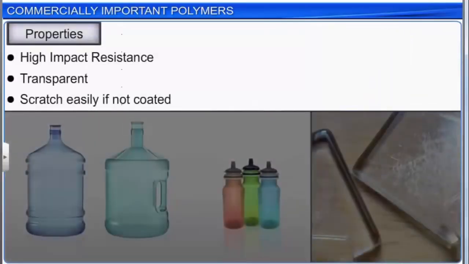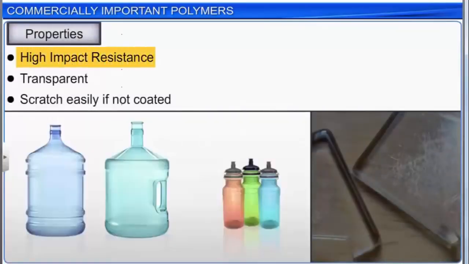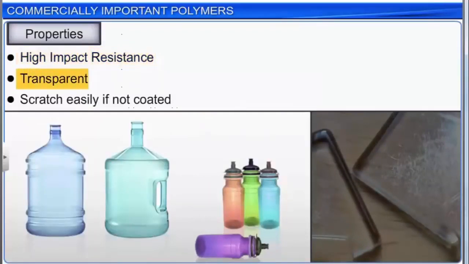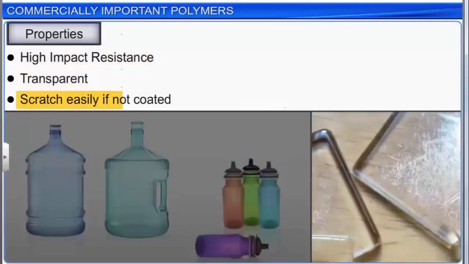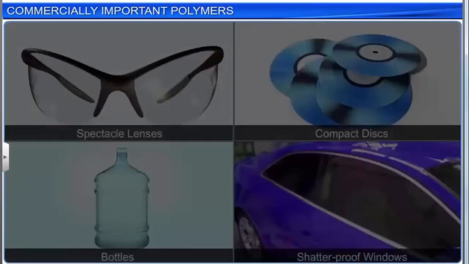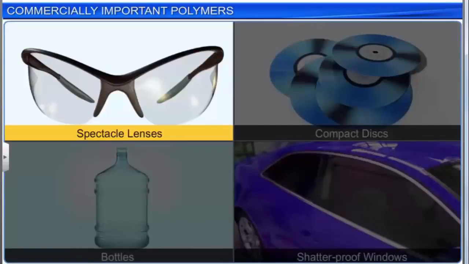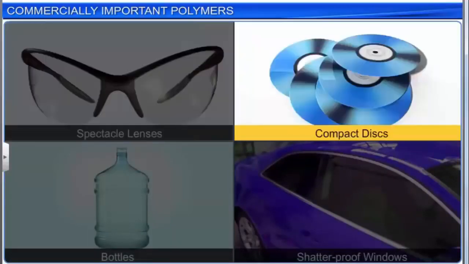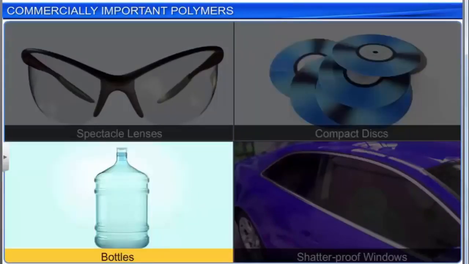Polycarbonates have high impact resistance. They are transparent, but they can scratch easily if not coated. Therefore, they are useful for spectacle lenses, compact discs, bottles, and shatterproof windows.